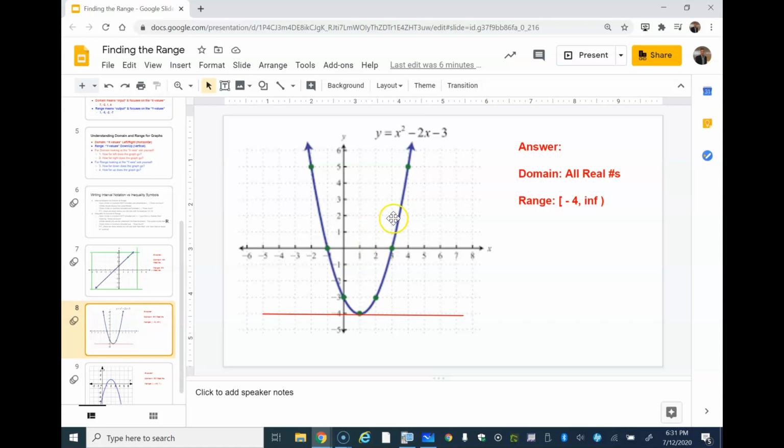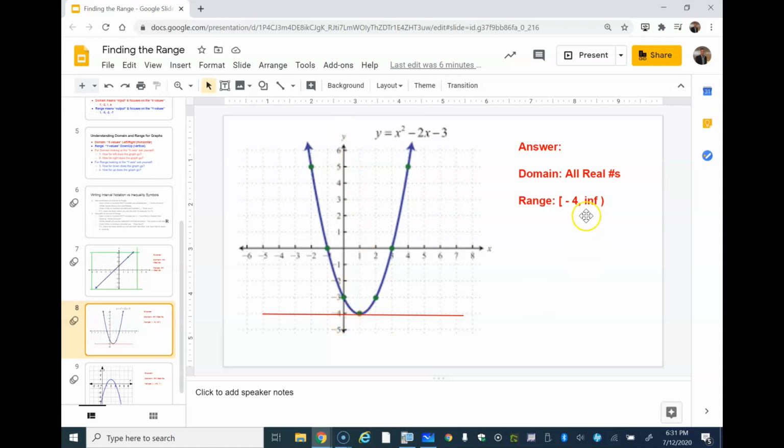This one here is a little different. We can't say for the range to be all the numbers. Remember, if it has to be all the numbers, it means all the numbers up and all the numbers down. But this graph does not go down. Where does it stop? So I drew this little red line here showing you that it stops at -4 on the y.